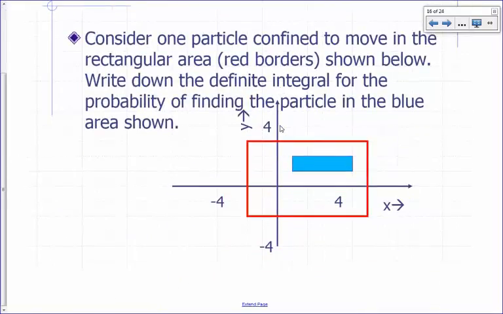Now, how about this one? Let's consider one particle confined to move in the rectangular area with red borders shown below. What would be the definite integral for the probability of finding it just in this blue area shown here? You would expect that to be less than 1, right? Because the probability of finding it within the entire red box would be 1. But how would you determine the probability of finding it in just that little area there?